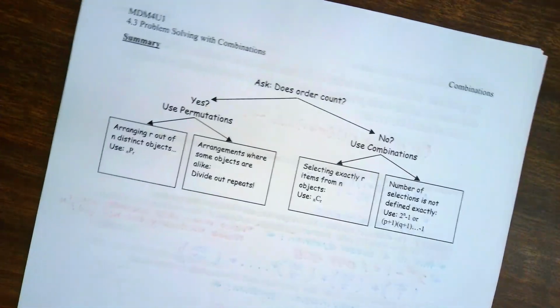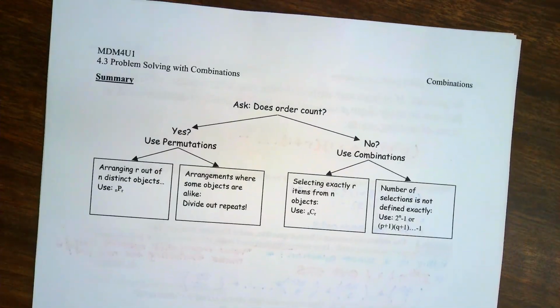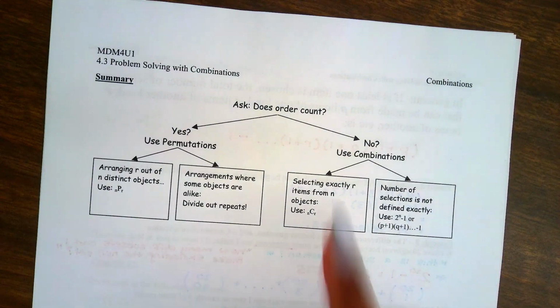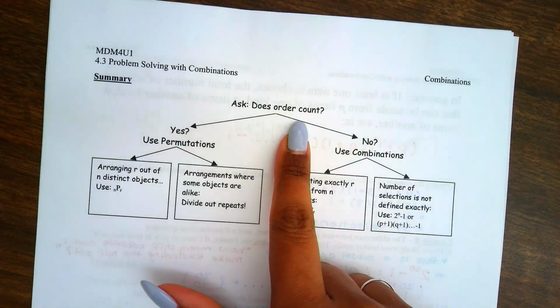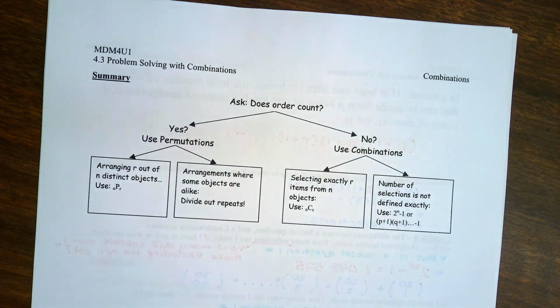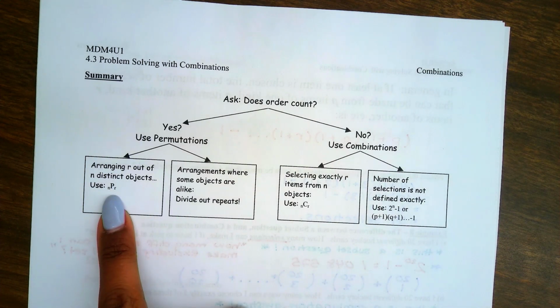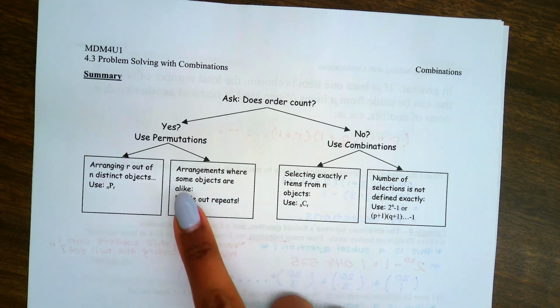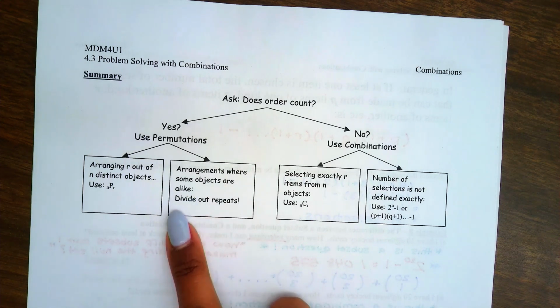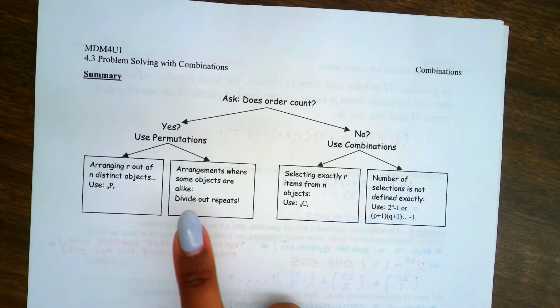Now on the back here, it just gives you a summary of what we're looking at in terms of combinations and permutations. So we're talking about order mattering. With permutations, we know order matters. We're arranging r out of n distinct objects, and we use nPr. We also use arrangements where some objects are alike, so we divide out the repeats, so we know that.